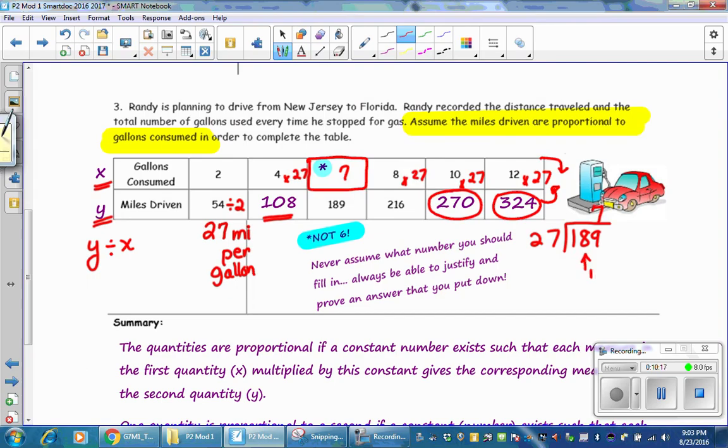So this is the number of miles. Oops, let's put that back. And 27 is the number of miles per gallon. And then 7 represents the number of gallons.